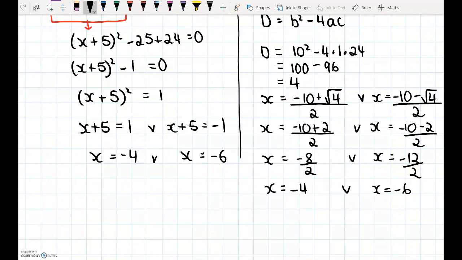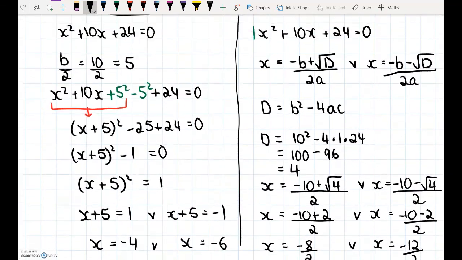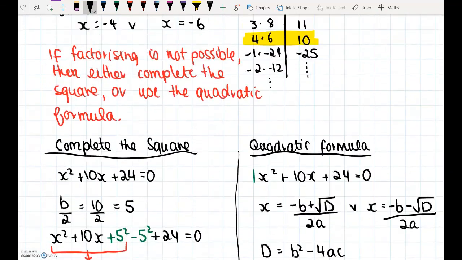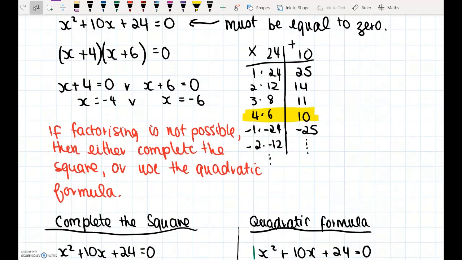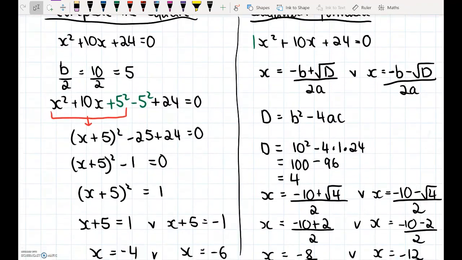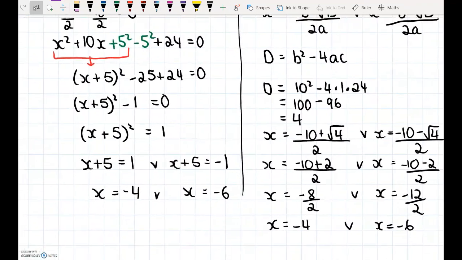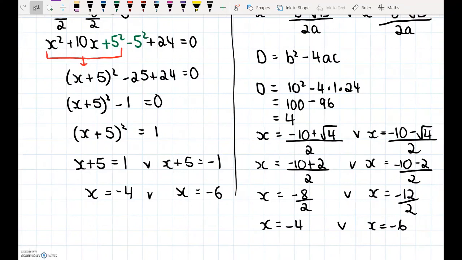And again, these are the same answers that we got through both the completing the square method and also through factorizing. But you can see here that factorizing is far quicker, okay? So that's why I say always try to factorize first, because it's far quicker than going through all of these steps, and you're also far less likely to make a mistake, okay?